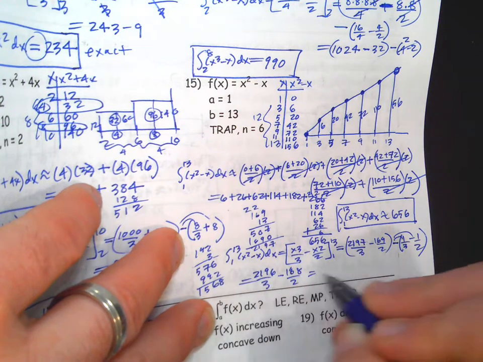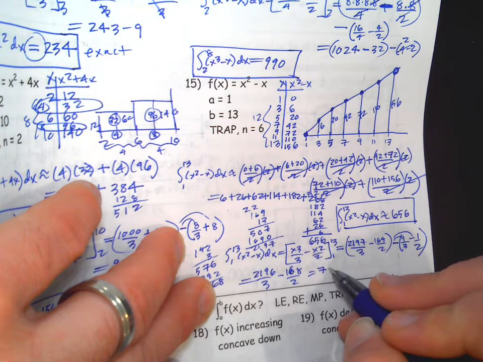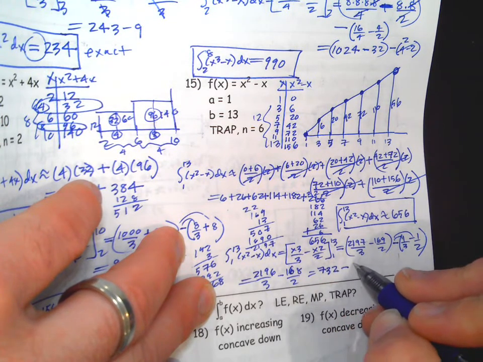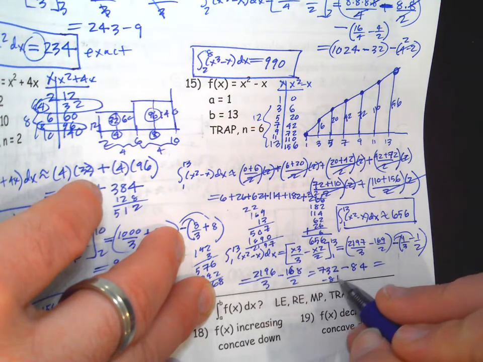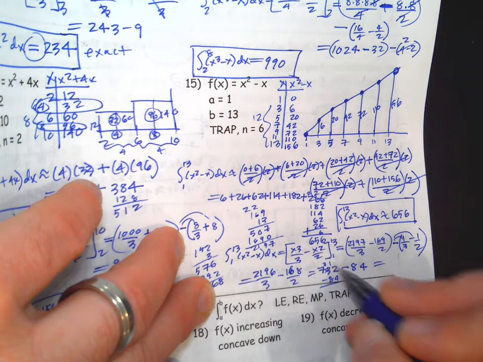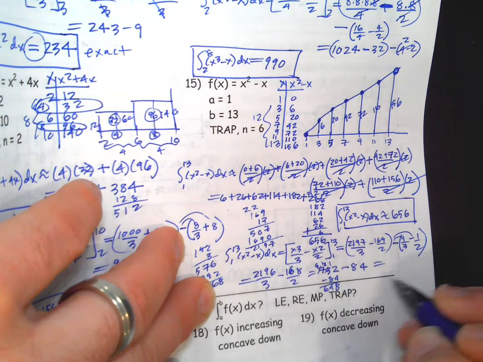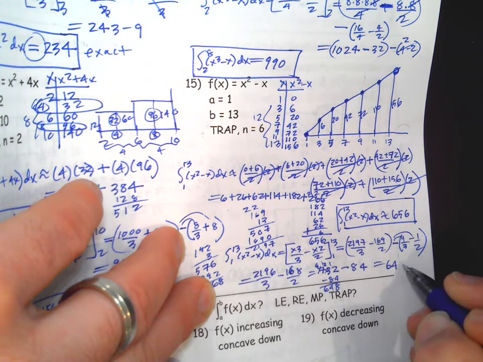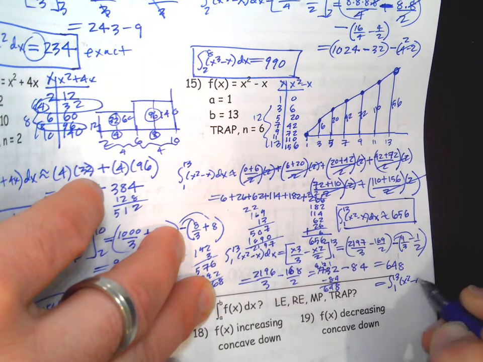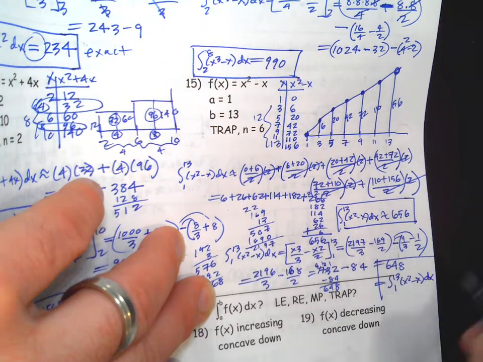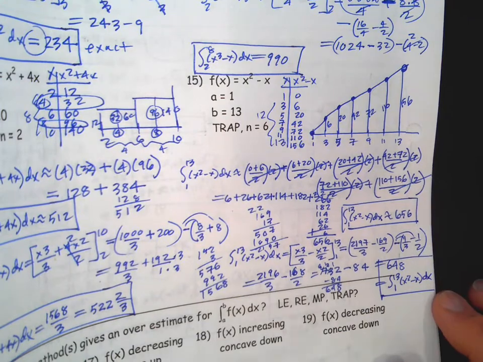And 3 goes into this. Well, 3 goes into 2100, 700 times 732 minus 84. Borrow. 648. 648 is the exact answer. Wow, that one was a bit of work. Okay, our estimate is pretty close, for only 6 slices.